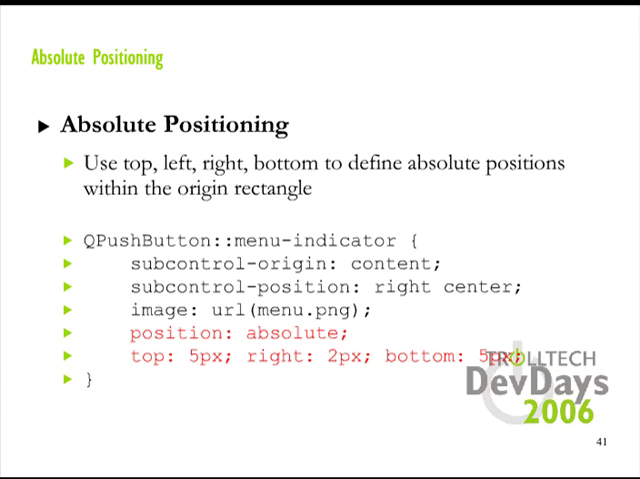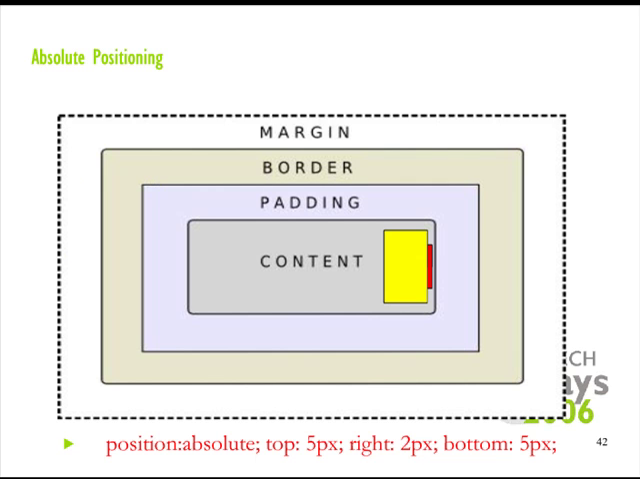We specify that the position should be absolute, and we say from the top edge of the parent element, it should be 5 pixels. From the right edge, it should be 2 pixels. From the bottom edge, it should be 5 pixels. So if you look at the picture, it becomes this way. And the distance at the top is 5 pixels. The distance at the right is 2 pixels. And the distance to the bottom is 5 pixels.